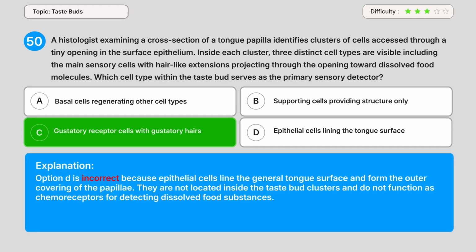Option D is incorrect because epithelial cells line the general tongue surface and form the outer covering of the papillae. They are not located inside the taste bud clusters and do not function as chemoreceptors for detecting dissolved food substances.